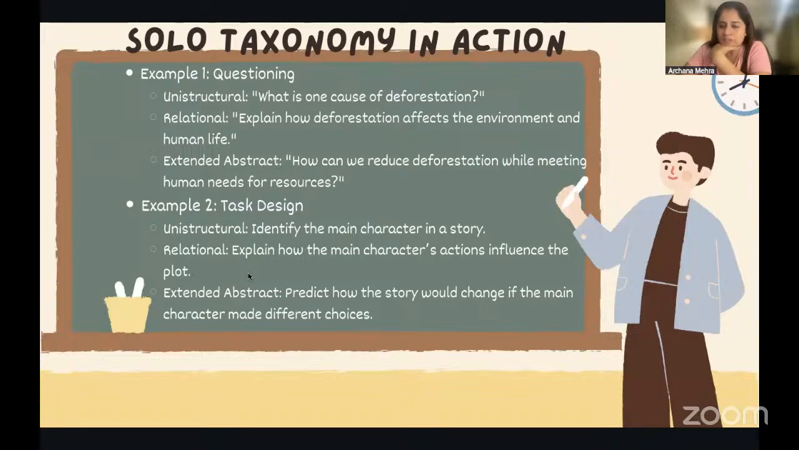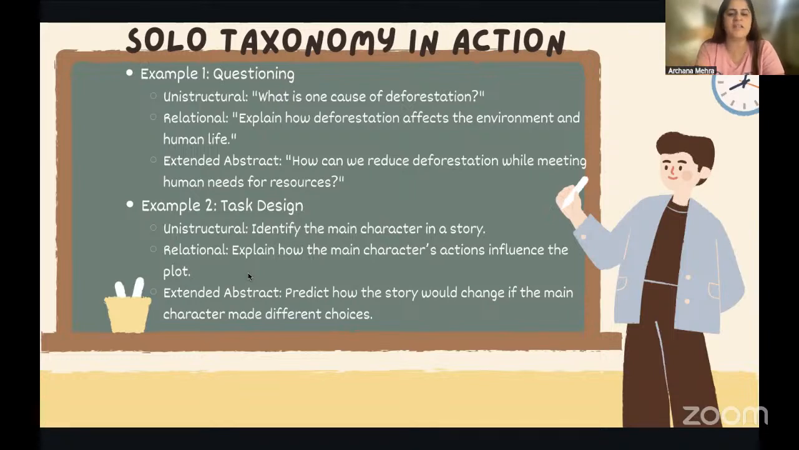So in unistructural, what is the cause of deforestation? Okay, that could be your first question for the child. If you're keeping in mind different levels of your students in the class, not different learning styles, I'm talking about different levels of understanding of the students, you can have such kinds of questions kept in your assessment task, and it will address all the levels. The student will be able to at least answer one based on their understanding of a particular concept.